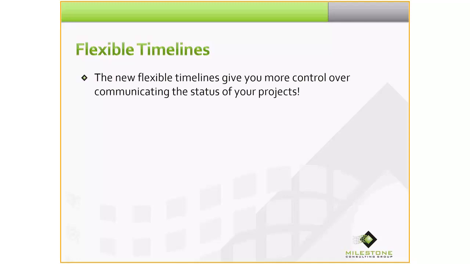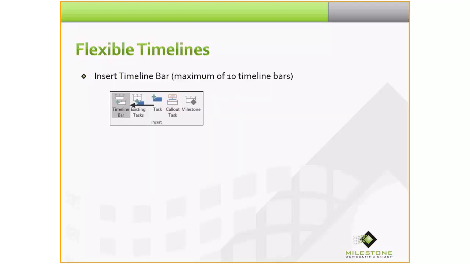The new flexible timelines give you more control over communicating the status of your projects. In Microsoft Project, all you have to do is select Insert Timeline Bar, and you can add additional timeline bars, and you can have up to 10 timeline bars per project. Prior to Project 2016, you just had 1 timeline bar with the new timeline functionality that was added in Project 2010. But now you can insert new timeline bars up to a maximum of 10.